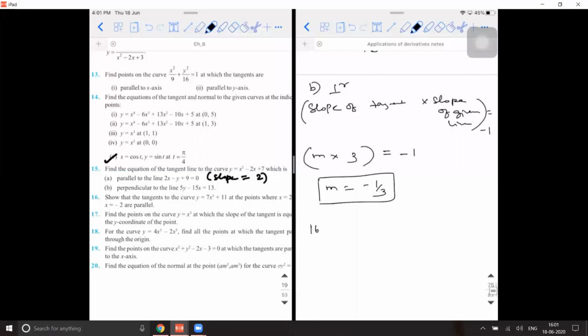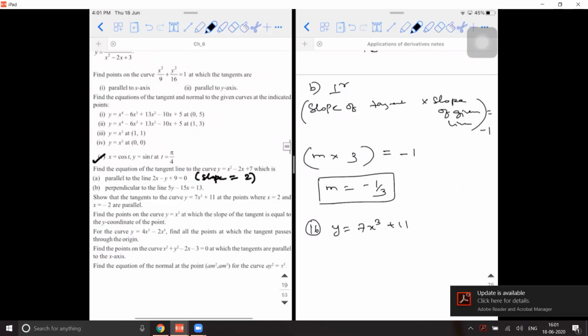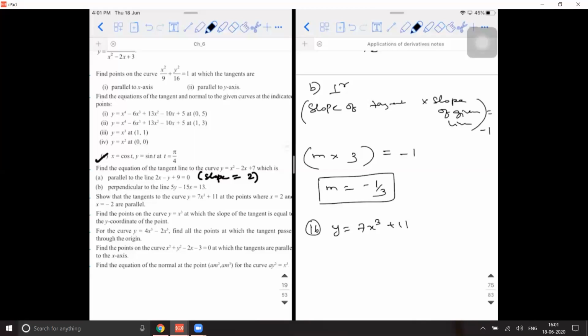Okay, so let's do the 16th one. Show that the tangents to the curve y is equal to 7x cube plus 11 at the points where x is equal to 2 and x is equal to minus 2 are parallel. So y is equal to x cube plus 11. When x is equal to 2, what will be the value of y?